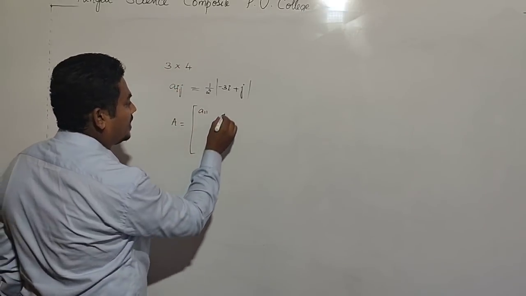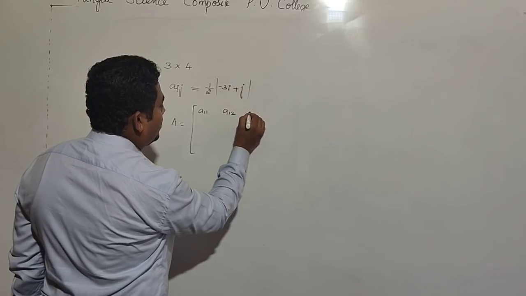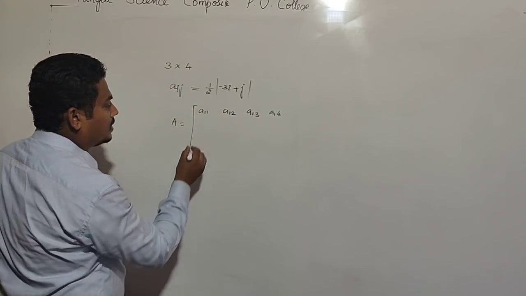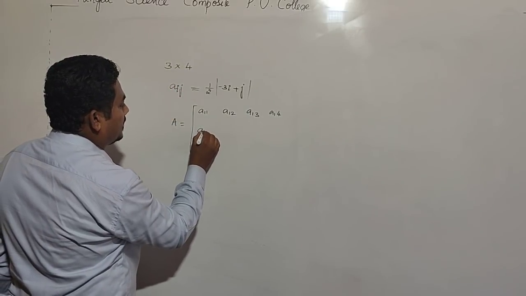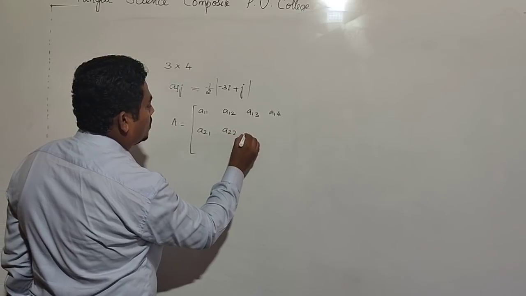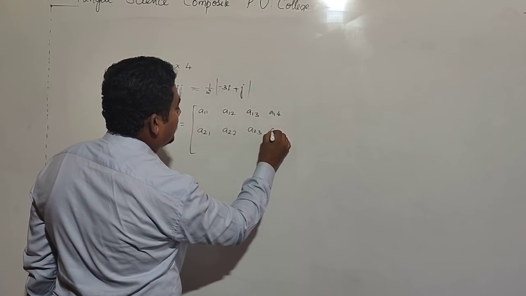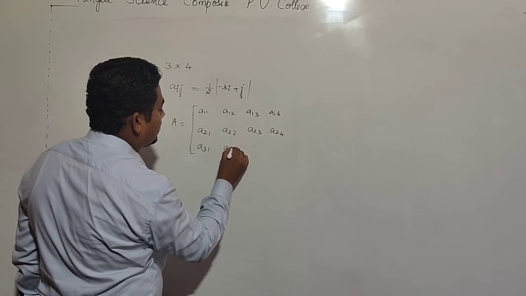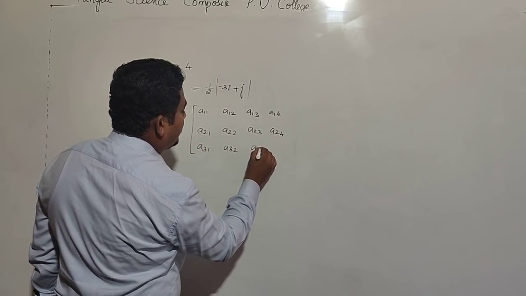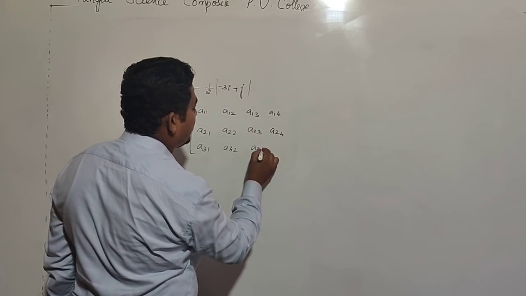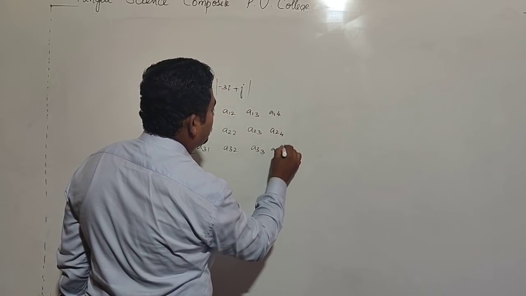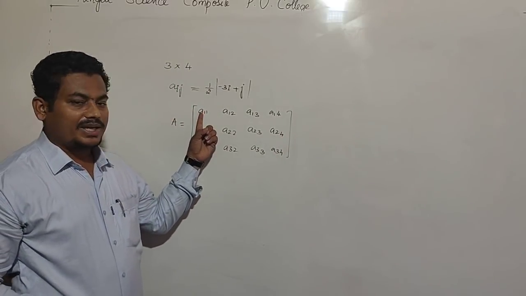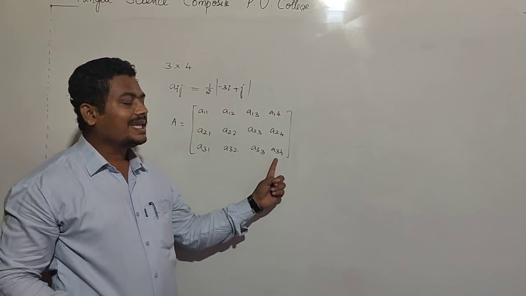It starts from A11, A12, A13, A14. Then A21, A22, A23, A24, A31, A32, A33, A34. Now write all these elements from A11 to A34.